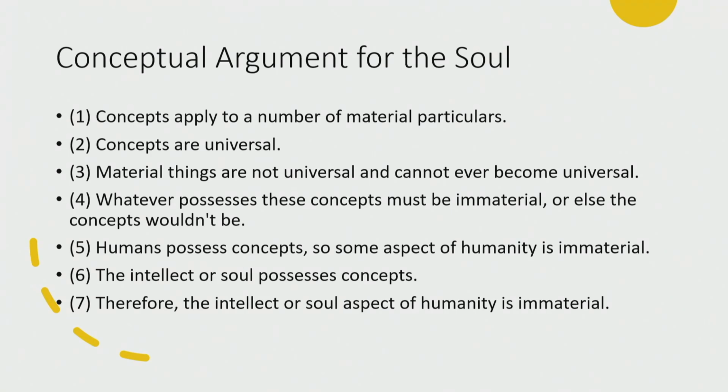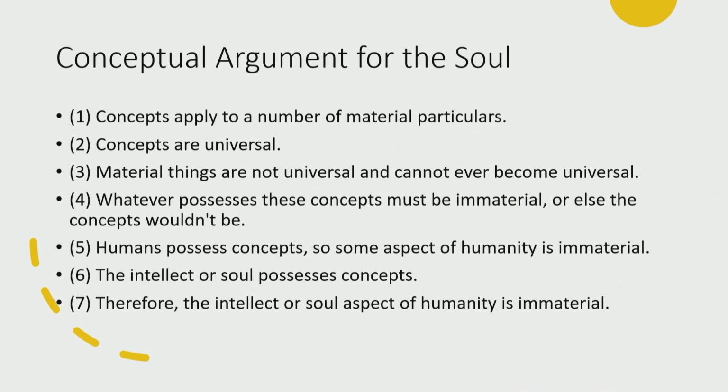Yeah, so you have an invisible category that can't really be observed. We have this idea of, what is a dog? We can differentiate between a dog and a cat, and these are just different categories, different invisible concepts. So you see on the screen there, it's got 7 points that develop this argument for the existence of the soul.